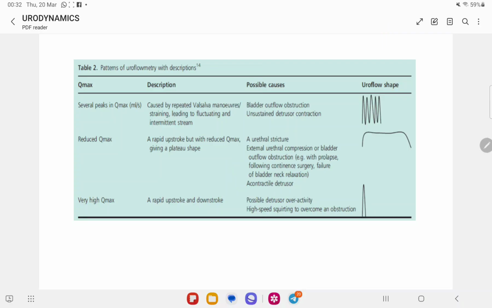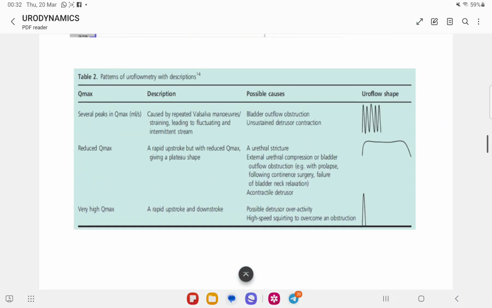If there is a reduced Qmax, it could be due to urethral stricture. There is no proper bell-shaped curve and no clear Qmax. And a very high Qmax could be due to possible detrusor overactivity or high-speed squirting to overcome an obstruction. So these are the different patterns of uroflowmetry. This is important because sometimes they can give you different shapes and types of curves in your clinical exams and ask about them.